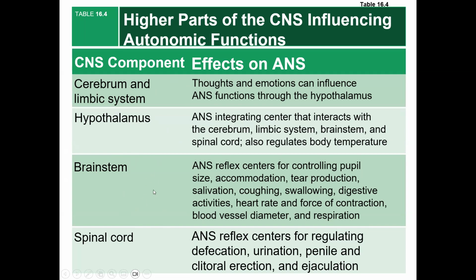We just talked about the role the brainstem has, especially with the parasympathetic system. And then, of course, the spinal cord has a lot of reflex centers. Some examples of this are defecation and urination, as well as erection and ejaculation. Those are autonomic reflexes that travel straight through the spinal cord. Pupil size is a reflex that travels directly through the brainstem. And so that's another one that you can remember as an autonomic system reflex.